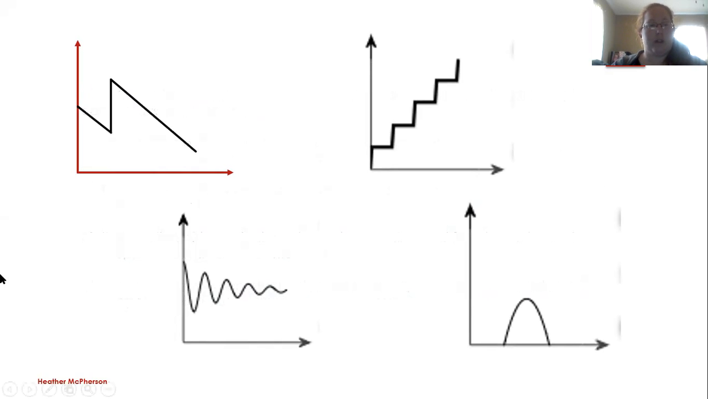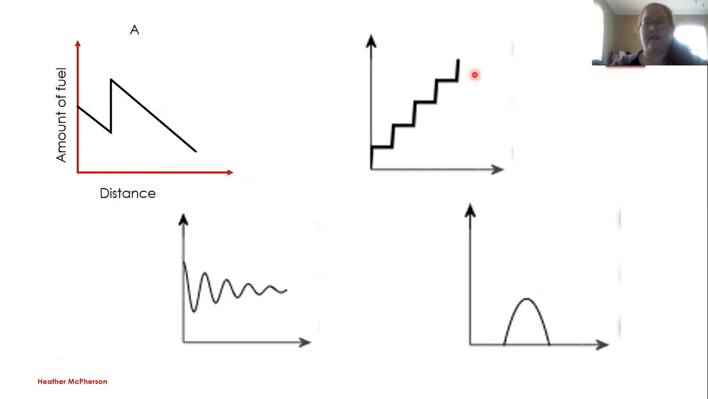With this first graph right here, we have a starting point, and then it declines, and then it increases without any movement, and then it declines again. So I would do this one as your scenario A, where we have the amount of fuel, and then your x-axis would be the distance that you're traveling.